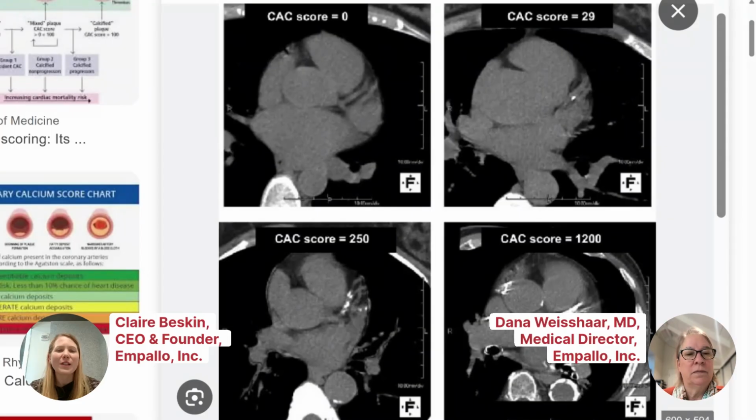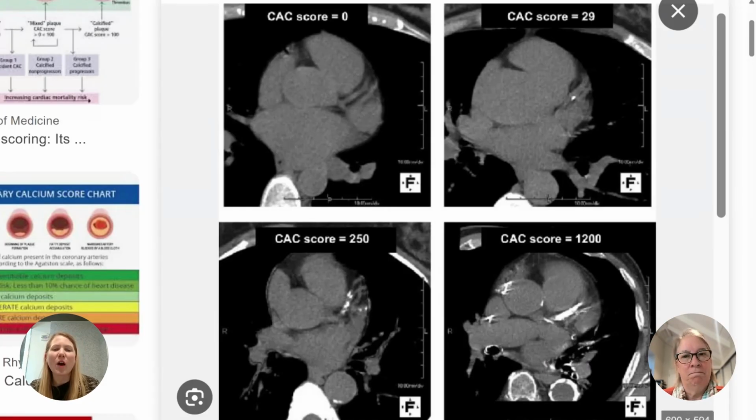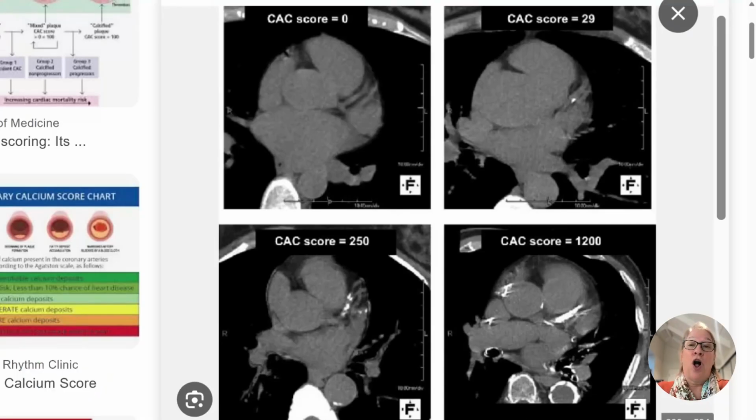As a cardiologist, when you see a score of 29 versus 250 versus 1200, what are the typical next steps? It sounds like medication is an option, for example, for a score of 29. How might the options look different for someone who has more severe calcium? For all of these patients, they should be on statin medication to try to stabilize the plaque, to reduce the risk of it rupturing and reduce the risk of having a heart attack.